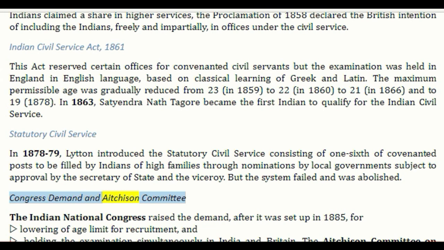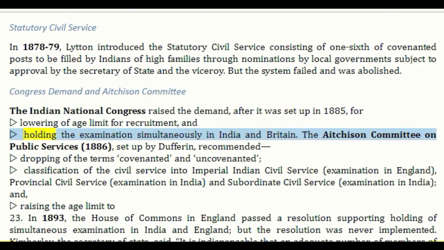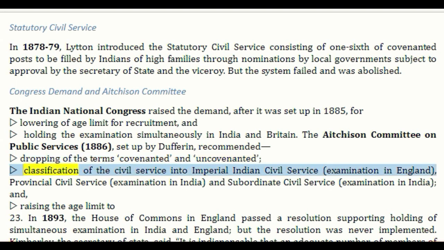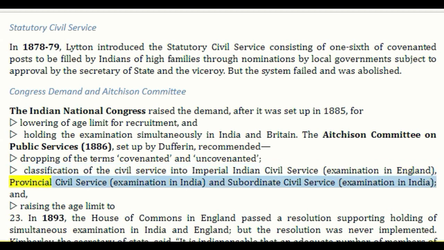Congress demand and Aitchison Committee. The Indian National Congress raised the demand, after it was set up in 1885, for lowering of age limit for recruitment, and holding the examination simultaneously in India and Britain. The Aitchison Committee on Public Services, 1886, set up by Dufferin, recommended dropping of the terms covenanted and uncovenanted, classification of the civil service into Imperial Indian Civil Service, examination in England, Provincial Civil Service, examination in India, and Subordinate Civil Service, examination in India, and raising the age limit to 23.